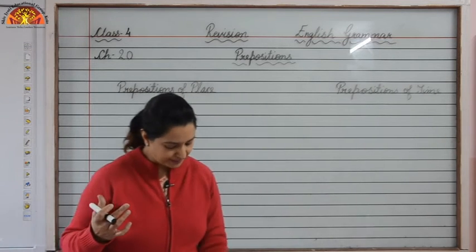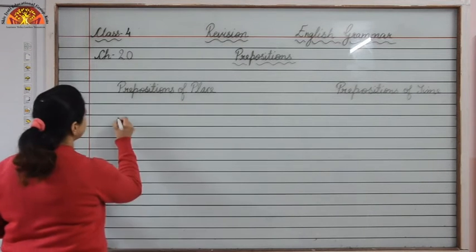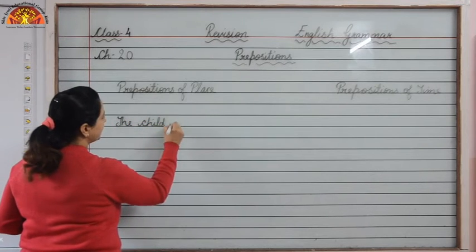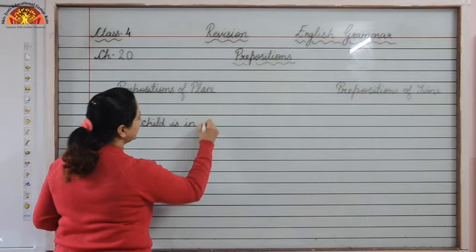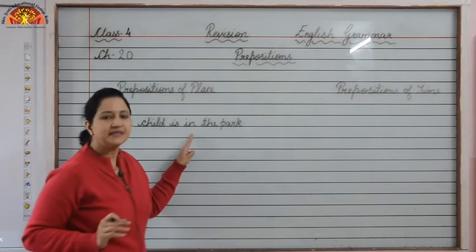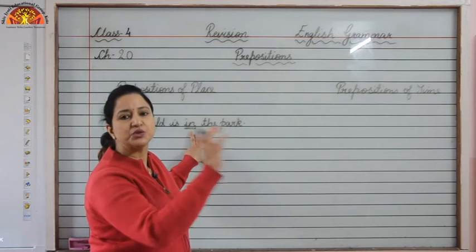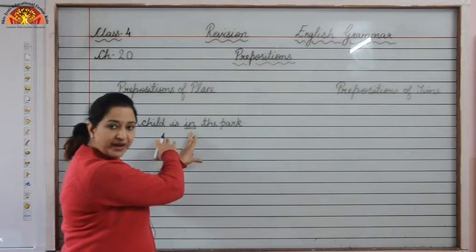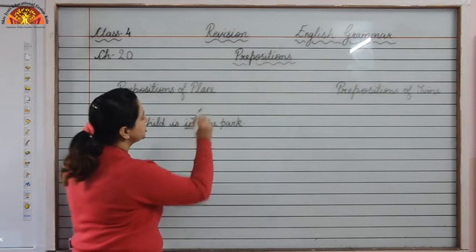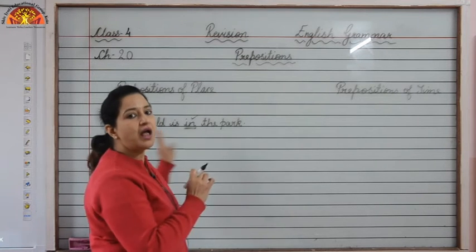For example, the child is in the park. So here in this sentence, in is the preposition and it is telling us the position of the child, where he is. He is in the park. So here this preposition is denoting the position of the noun.